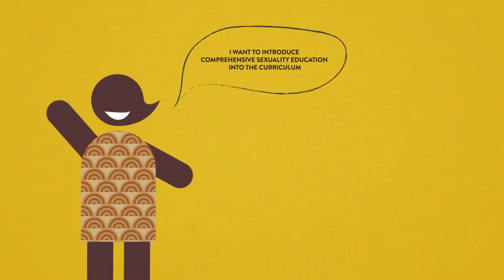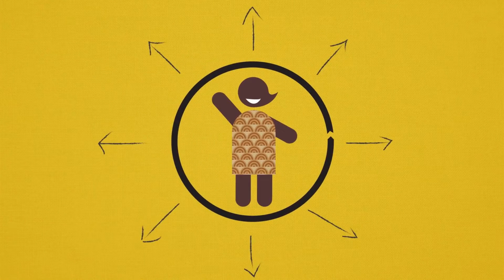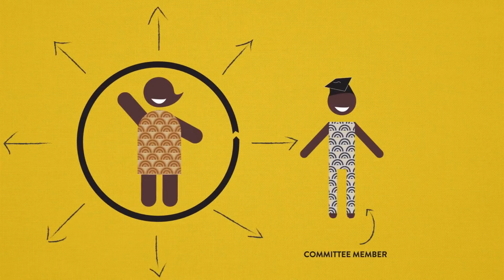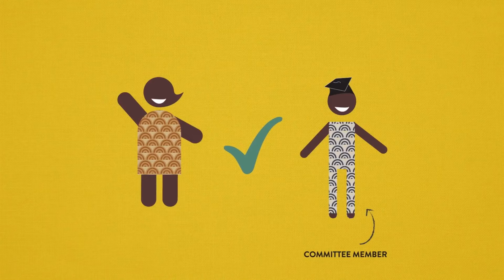For example, an AmplifyChange grantee advocating for the introduction of comprehensive sexuality education into the curriculum might want to focus on influencing members of a committee rather than members of the parliament or legislature, although this may come in handy too. It all depends on your context.